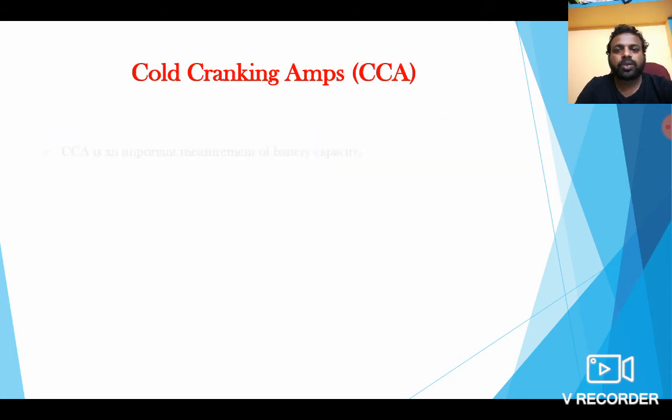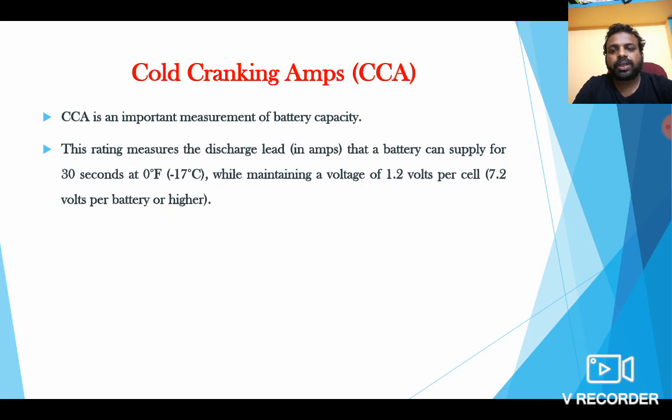And the second method is cold cranking amps. Cold cranking amps is an important measurement of battery capacity. This rating measures the discharge rate that a battery can supply for 30 seconds at 0 degrees Fahrenheit while maintaining a voltage of 1.2 volts per cell. So if the batteries obey this condition, they are under the category of cold cranking amps. So these are the two basic ratings of automobile batteries.